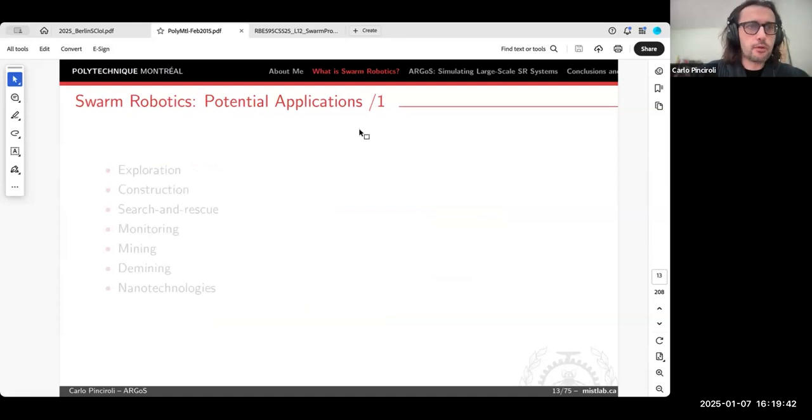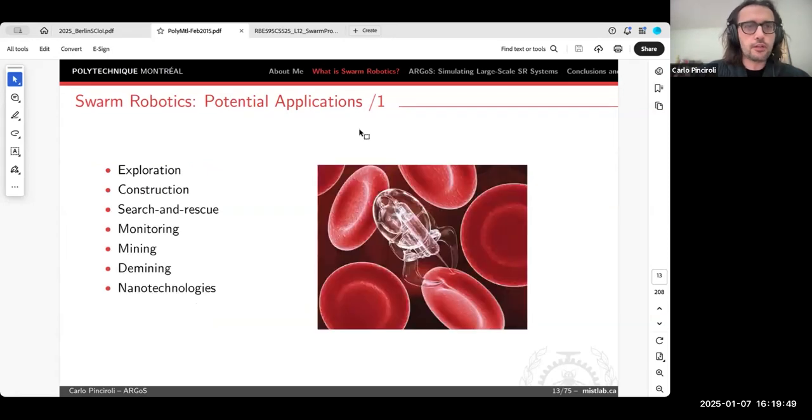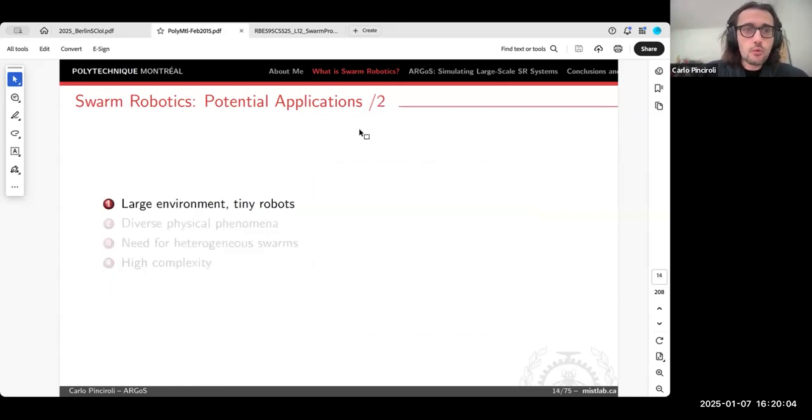There's a lot of applications. Let me go fast on this because otherwise it's too boring and I would like to get to the point. But you have exploration, construction, search and rescue, monitoring, mining, demining, nanotechnologies. These are just some of the applications that you could possibly think about, and there's so many more. At the time of making these slides, I completely forgot that there's all of the underwater applications, for example, that are so exciting. And so anyway, so what's interesting?